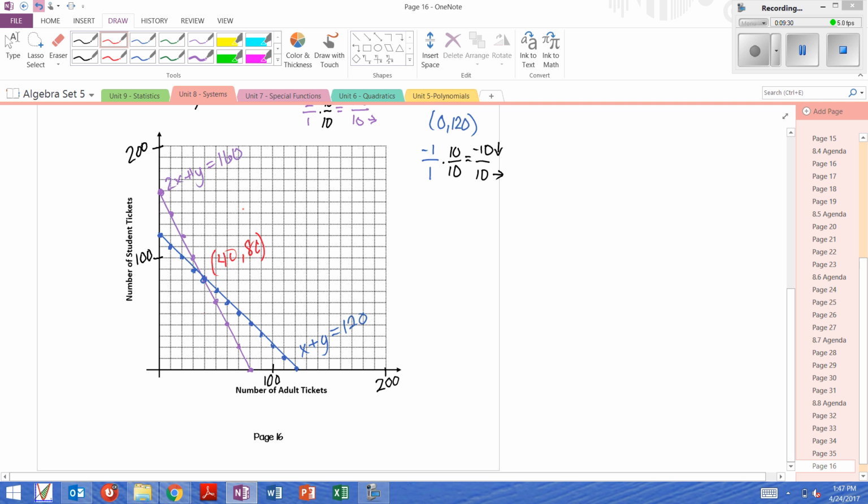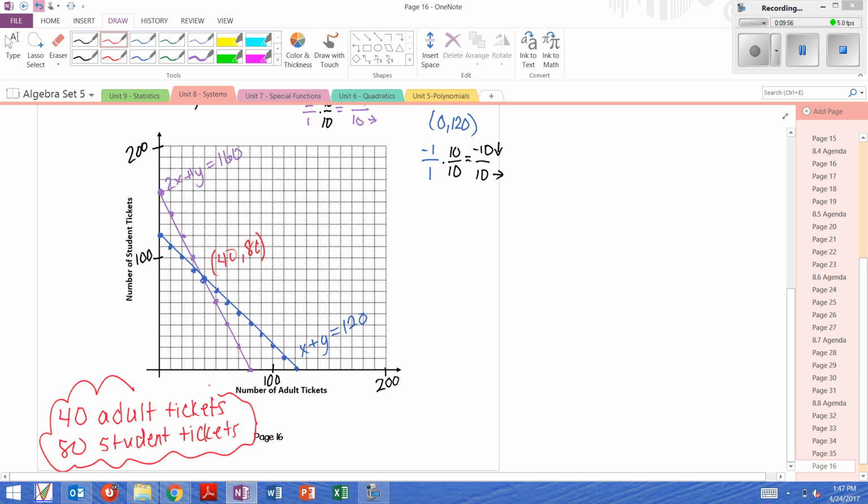So what does the 40 represent? Well, the 40 is my X, so that would be 40 adult tickets. And the Y is 80 student tickets. And this is your final answer. So don't just list it as a coordinate. Make sure that you always answer the question. And if it tells you to explain, you have to do that too.